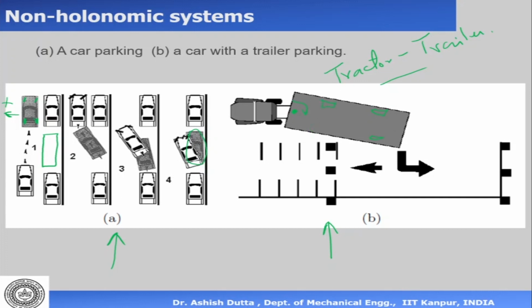It is like a tractor in front which is pulling a trailer at the back. The trailer is not actuated, and the actuation is only on the tractor, and the tractor can pull it forward or it can rotate. But because there is no actuation on the trailer, it can freely move about this joint only. So in such situations, can you go and park the trailer here?